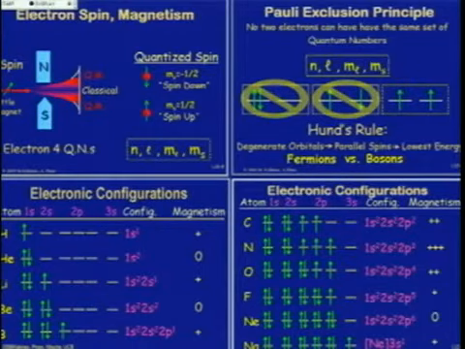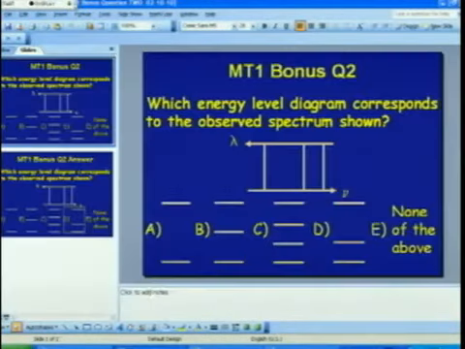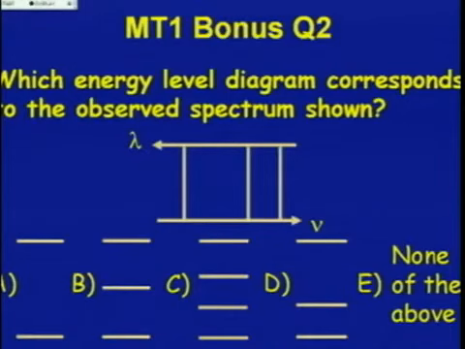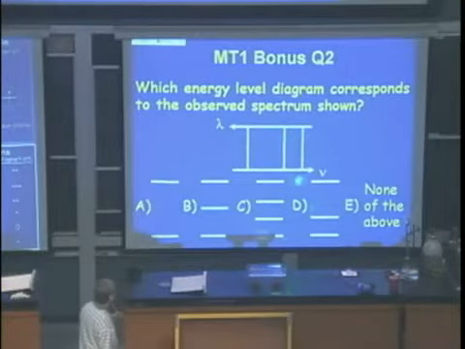The last time I started with a chem quiz, which was a midterm bonus question, and I have to correct myself. Not that what I did was wrong, but I didn't see the obvious. The question was, which energy level diagram corresponds to the observed spectrum? And I said, none of the above, and the explanation I gave to you was actually right. But there are two solutions to that problem, and the right solution is D.